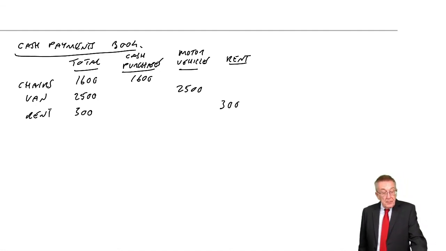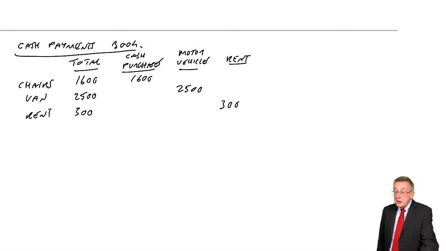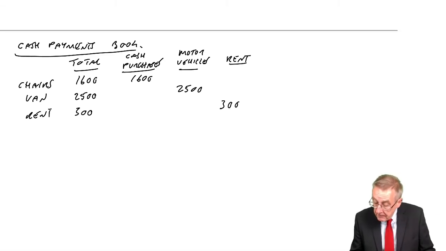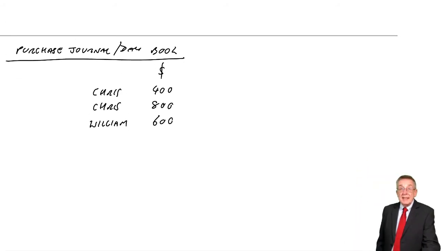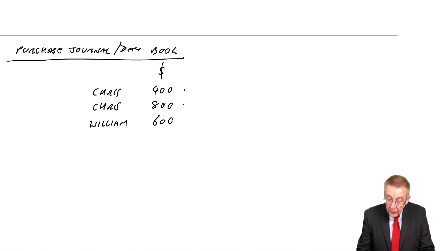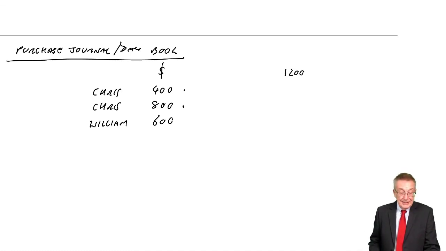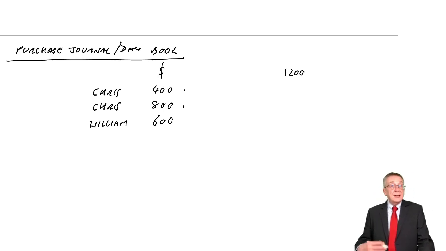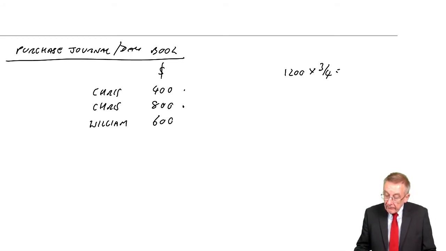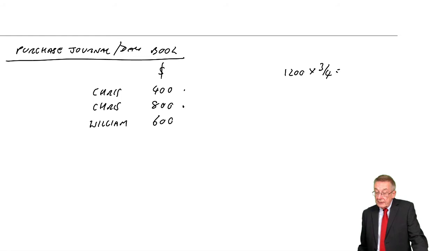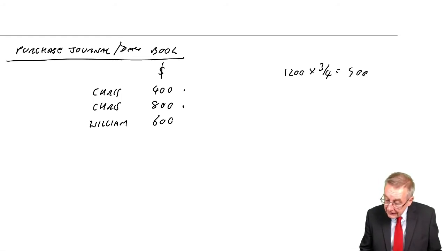L. Paid 3/4 of the amount due to Chris. Well, we owe Chris money because we've been buying goods on credit. And of course, the total we owe to him, 400, 800, we owe a total of 1,200. And we pay 3/4 of it. Presumably the rest of it we'll pay later. So how much are we going to pay him? 3/4 of 1,200 is 900.